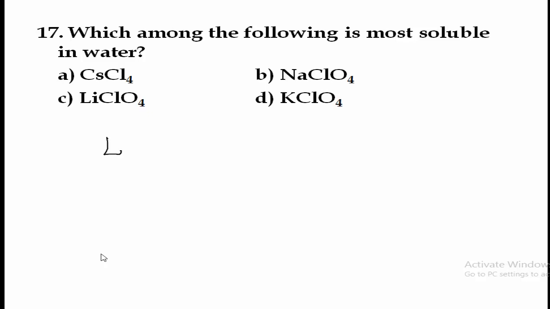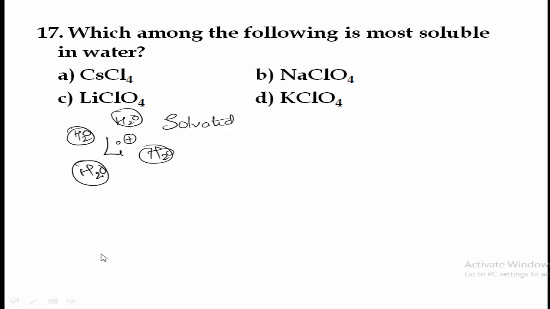As you already know, lithium has high hydration energy, and thus when it is added to the water or the solvent, it gets easily solvated. It means the lithium ions get easily surrounded by water molecules, and thus the high hydration energy is shown by the lithium ion. Among these four, lithium perchlorate is easily soluble in water. So option C is the right one.